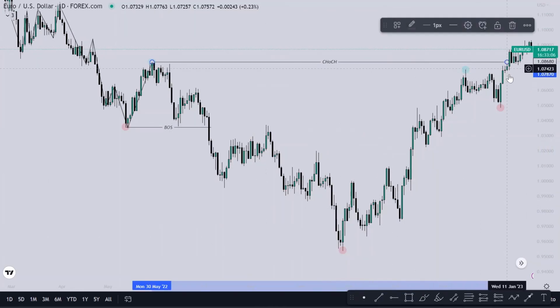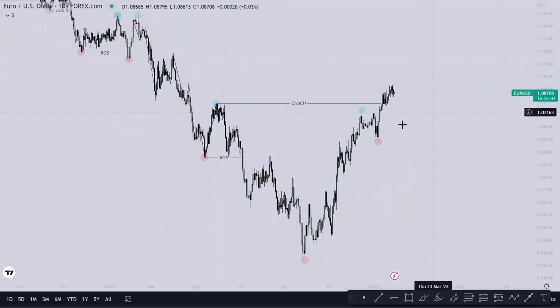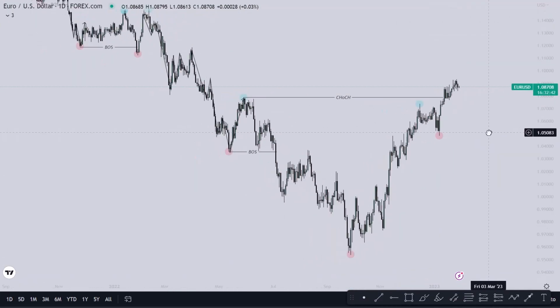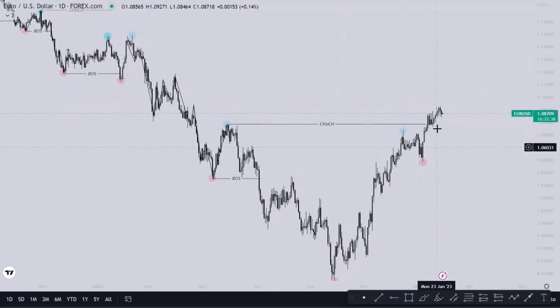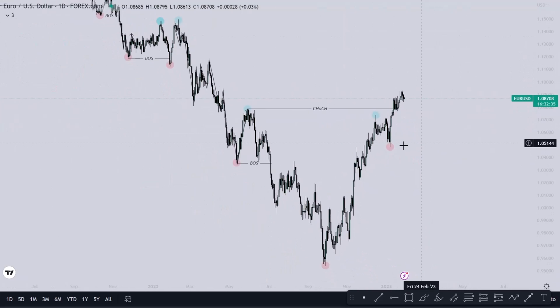And it got broken. So as of now, January 29th, 2023, I think there is a change of character in the Euro USD. And it's going to go to the upside. And this is our point of change of character, yeah.